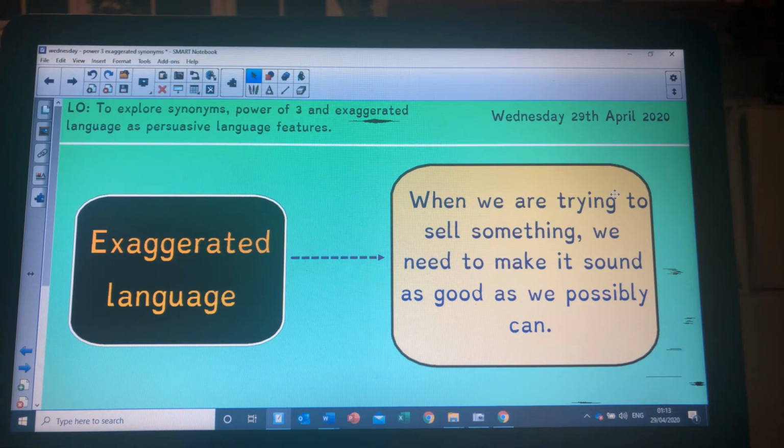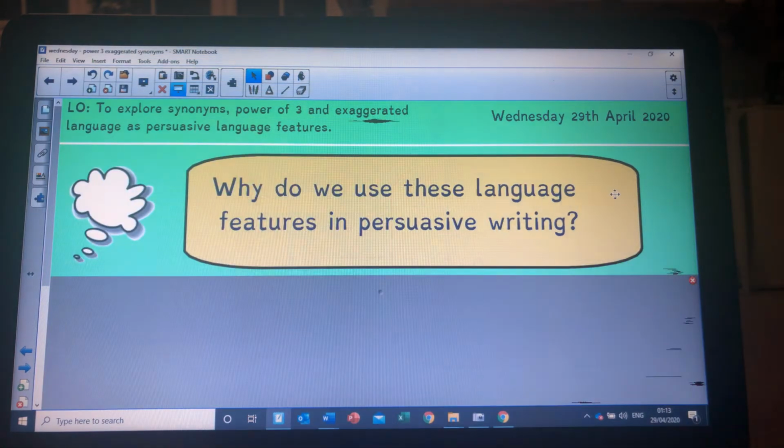But we are trying to get our point across. We're trying to sell them our point of view. So that's why we use exaggerated language. We need to make it sound as good as possible, the best it can. So let's have a look at how we might do that.